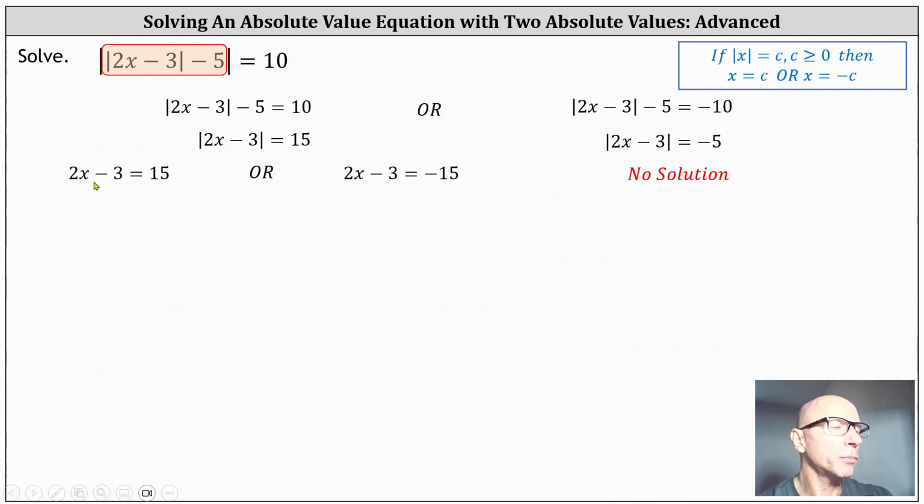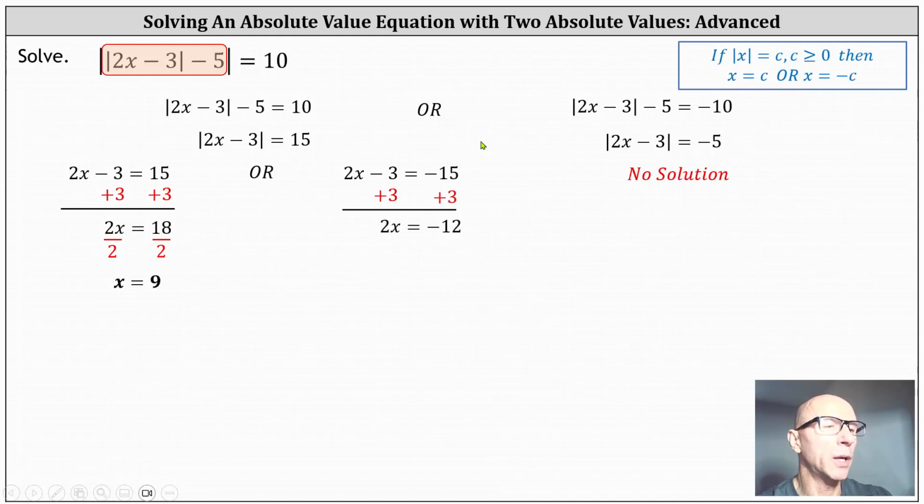On the left, we add 3 to both sides. Simplifying, we have 2x equals 18. Dividing both sides by 2, we have x equals 9. And then on the right, we add 3 to both sides, which gives us 2x equals negative 12. Dividing both sides by 2, we have x equals negative 6. The original equation has two solutions, x equals 9 or x equals negative 6.